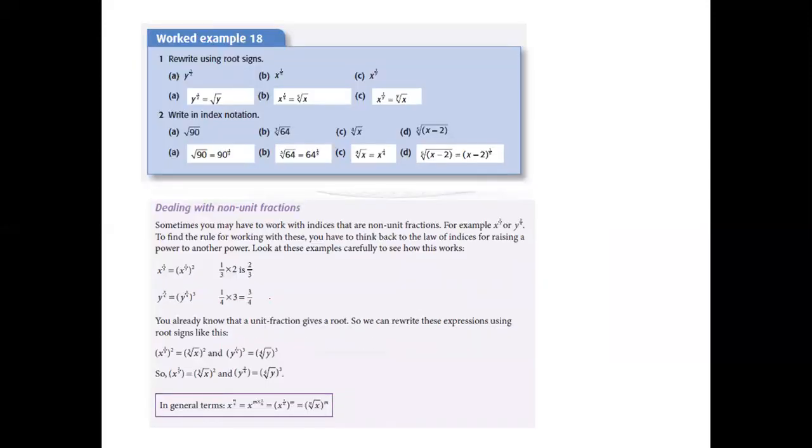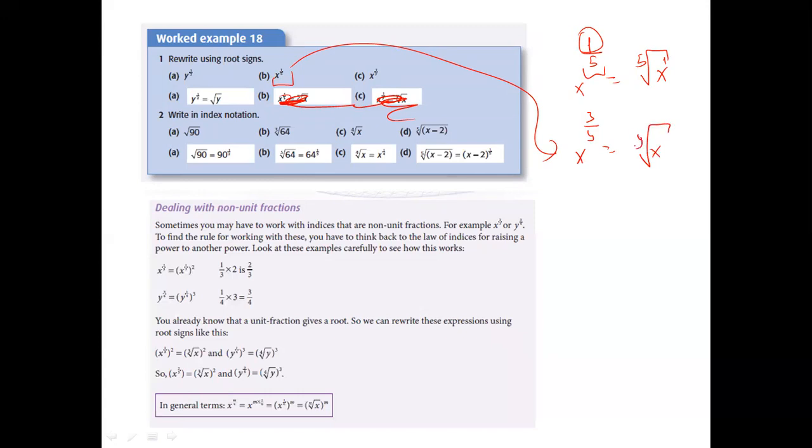Okay, rewrite using root signs. Is 1 over 5, yes. y to the power of 1 over 5 means, what was the 5 or denominator? Exactly, the power of the root is 5. And what was the numerator? It is the power of the variable, x to the power of 1, or just x. And x to the power of 3 over y: the y is the power of the root, and the power of x is 3.